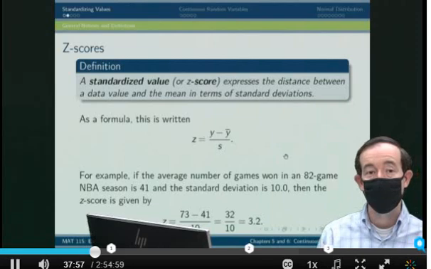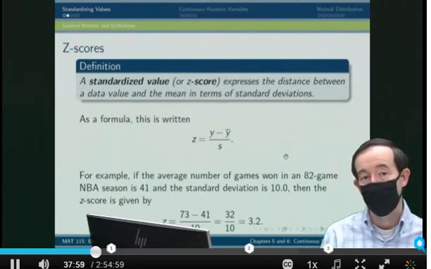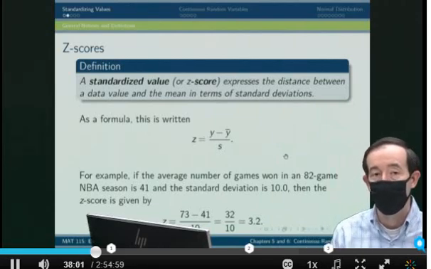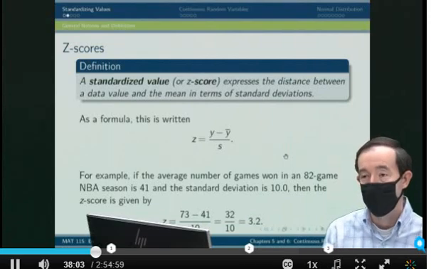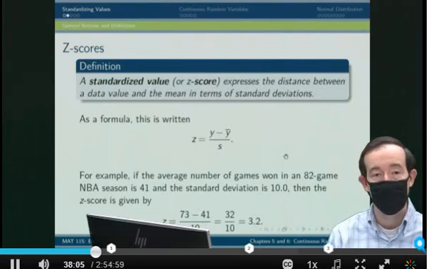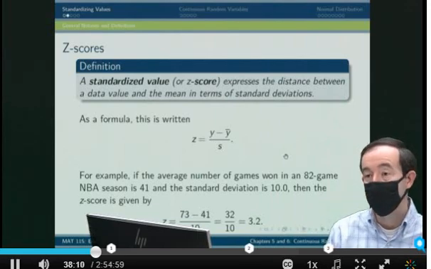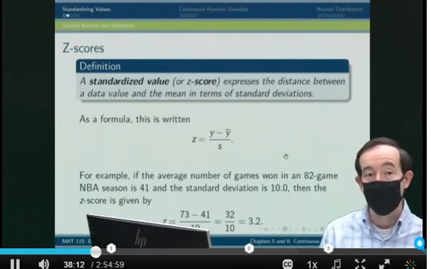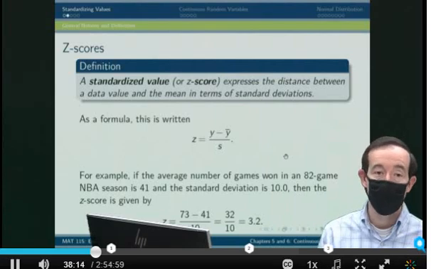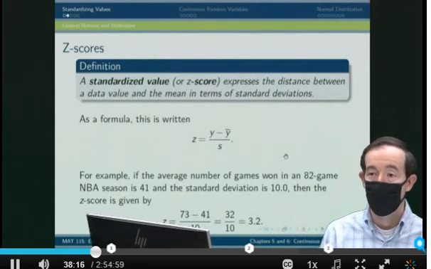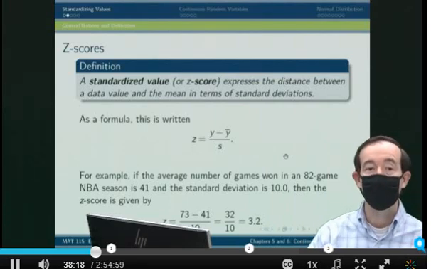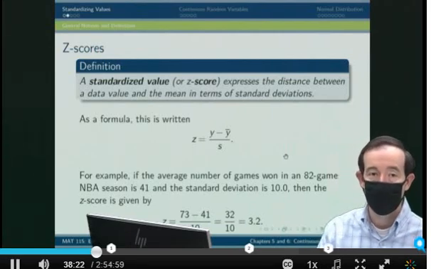When you get a z-score, it tells you how many standard deviations above or below the average your value was. So a score of 3.2 means I was 3.2 standard deviations above the mean. A score of -2 means that I was 2 standard deviations below the mean. This scaling allows us then to decide which event is more unusual.